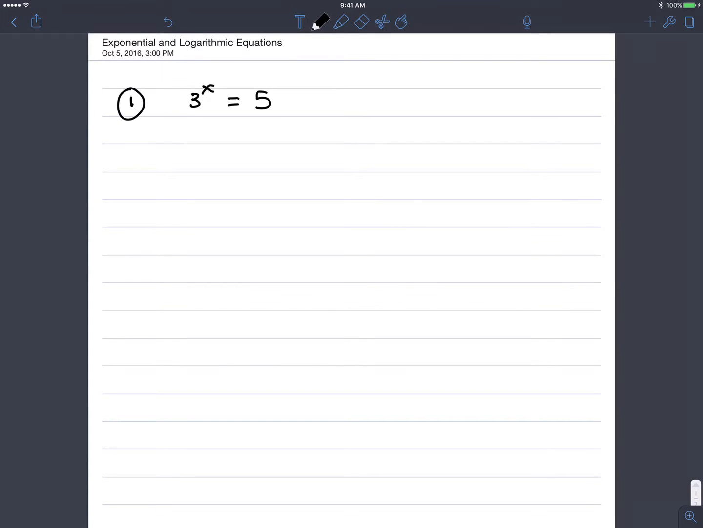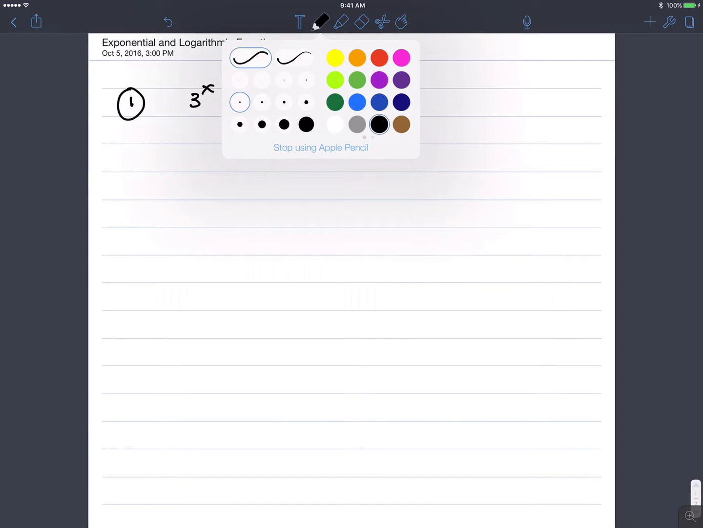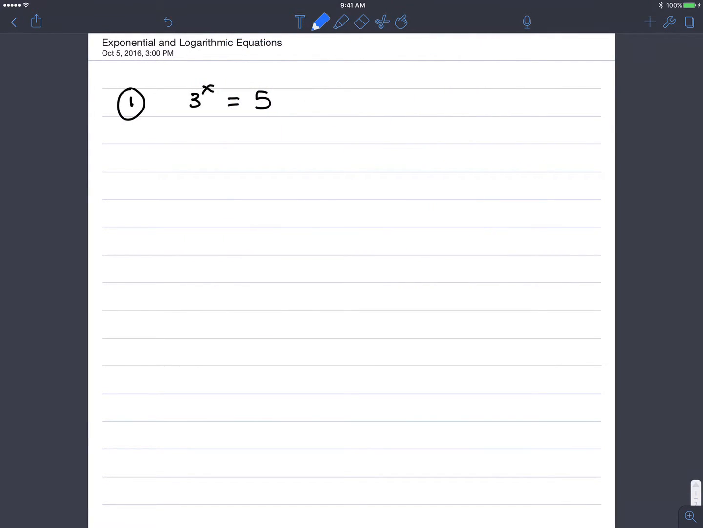What we're going to do here is solve exponential and logarithmic equations. This is from the worksheet of the same title. The first question here is 3 to the x power equals 5. Like we discussed in lecture, how you solve these exponential equations is you can either take the common log, log base 10, or the natural log of both sides.